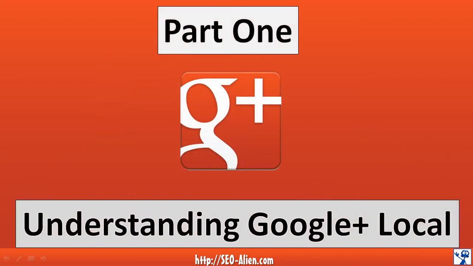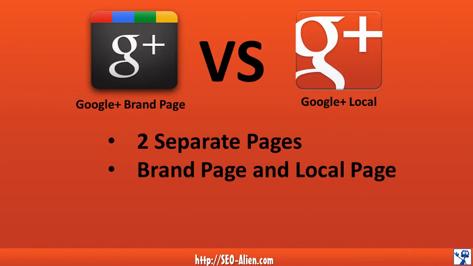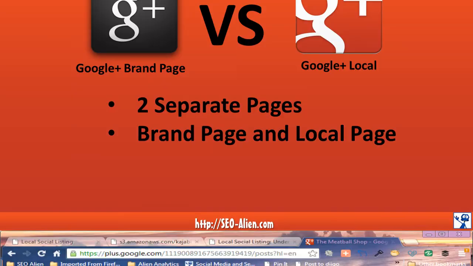Okay, let's start with part one, which is just understanding Google Plus Local. First, if you don't know it already, Google Places has been replaced by Google Plus Local. And there are two different pages compared to your brand page. Now, really you have three pages. You have your personal Google Plus page, then you can have a Google brand page, and then you can have a Google local page. Now, a lot of people are confused. They think a Google brand page and a Google local page are the same. They're not. They are two separate pages.